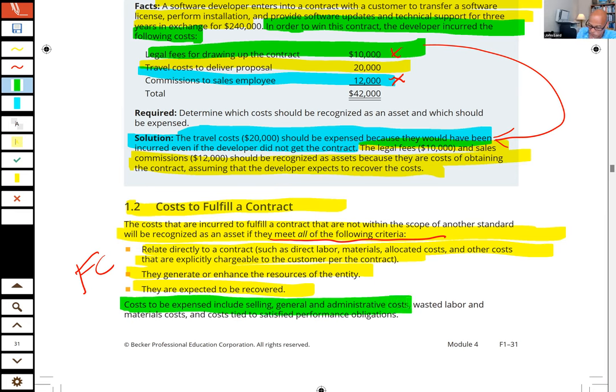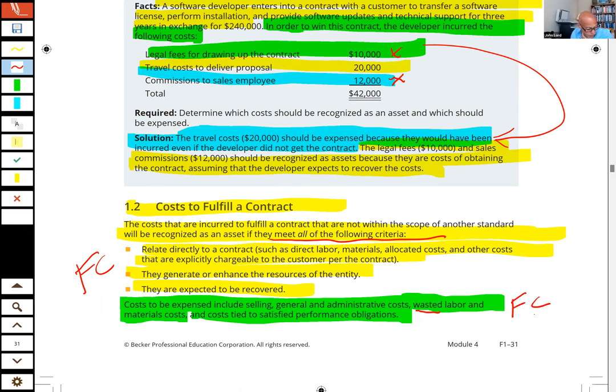Now, notice they give us some specifics here of costs to be expensed, which include general selling and administrative costs, which are always expensed, wasted labor and materials cost. Wasted is the key word there. If we wasted something, that would be considered an abnormal spoilage. That would be expensed, and costs tied to satisfied performance obligations. In other words, match against the revenue you would have already taken for having satisfied that performance obligation, then any cost that you have incurred to fulfill that contract would be expensed. So you can also flashcard those specifics down there.